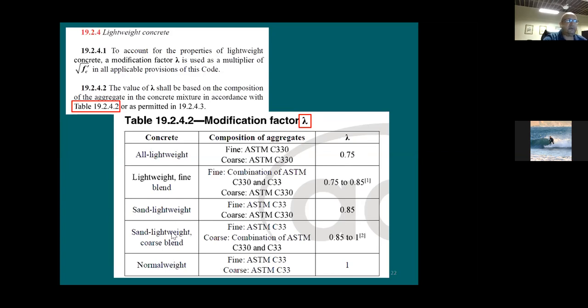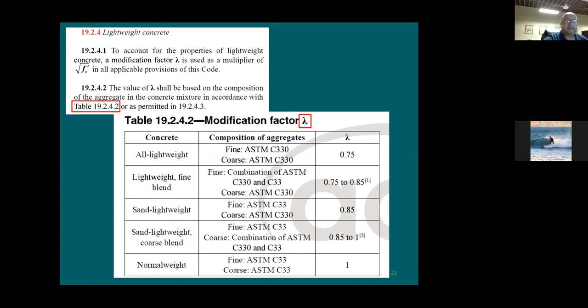Problems are going to happen once you start to look at some lightweight option. Once you start to say, I'm looking for lightweight, whether it's going to be rock or sand or both, you're going to see some modification factor. Let me go quickly through this so that you know what is meant by that. When it says all lightweight, which means sand is going to be lightweight and rock also is going to be lightweight. If you see sand lightweight, which means sand only is going to be lightweight and rock is going to be normal weight. This is going to be a combination of both of them.